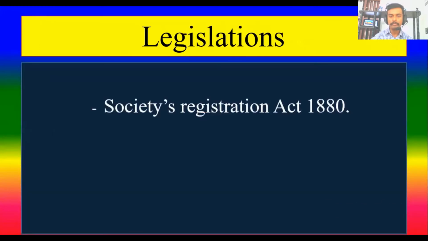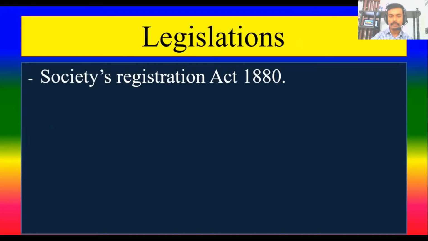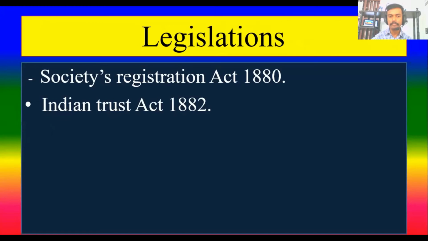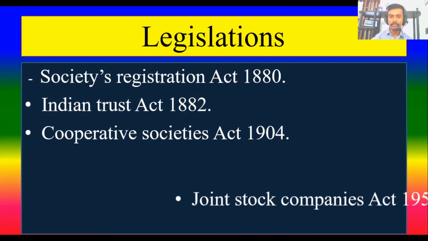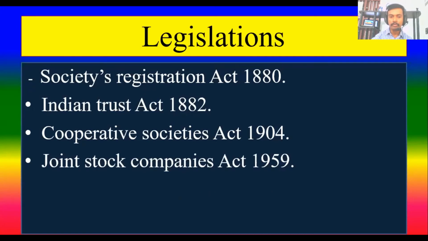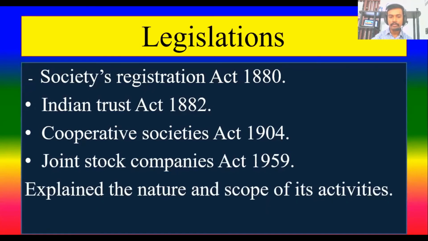Legislations related to voluntary organizations. First legislation, Societies Registration Act 1880, Indian Trust Act 1882, Cooperative Societies Act 1904, Joint Stockholders Act 1959. So these are the legislations that explain the nature and scope of its activities.